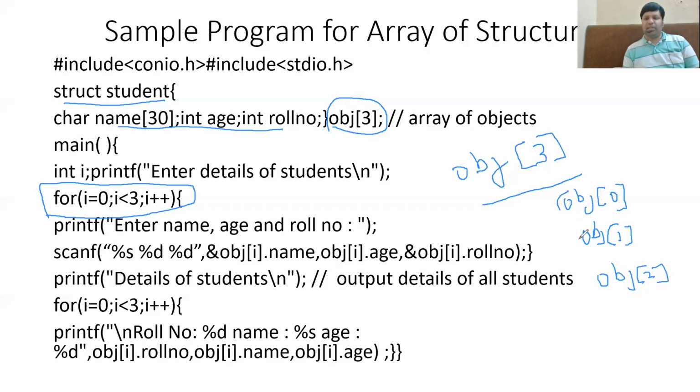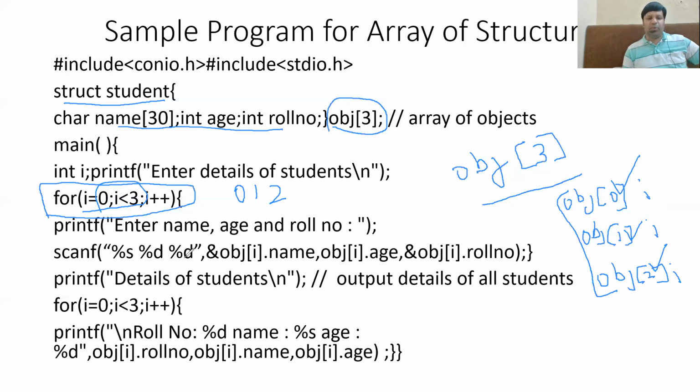So here you can see that the name of the object is the same, only the index value is changing from 0 to 2, and that can be accomplished with the help of the for loop. That means I will be a counter that will start from 0 and will go till the value of I is less than 3, that means 2. So here I will act as 0, I will act as 1, and I will act as 2.